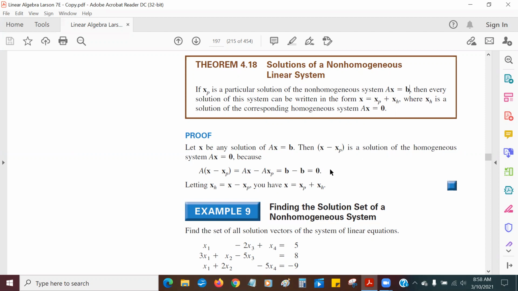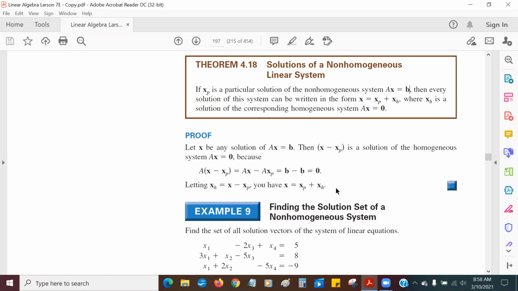So that means that x minus xp must be a homogeneous solution. So we're going to call that xh, and that's equal to x minus xp. So therefore, x is equal to xp plus xh. Ta-da! A very, very simple proof.